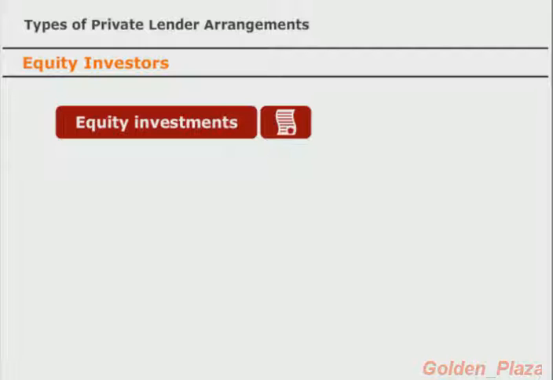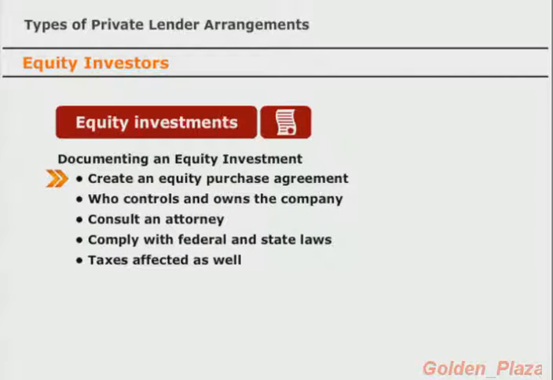If your equity partner is not already included in the company documents when you form your company, you'll need to create an equity purchase agreement and other documents to formalize their equity investment in your business. This paperwork determines who owns and controls your company, so you will probably want to consult an attorney. And depending on how many investors you take in and how much money you raise, you may also need to comply with federal and state security laws and learn how having investors affects how you file your taxes.